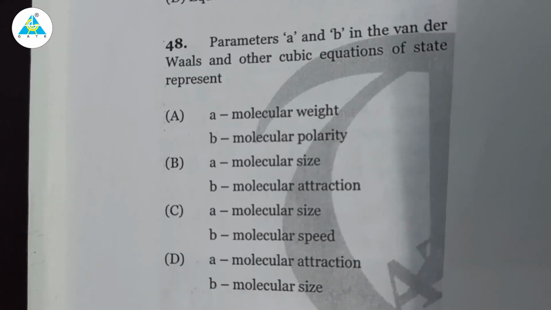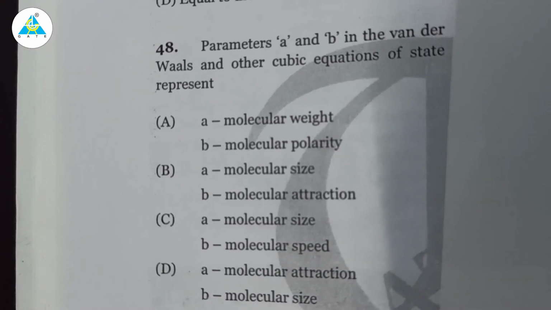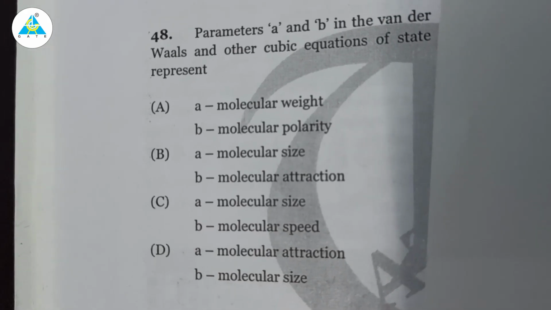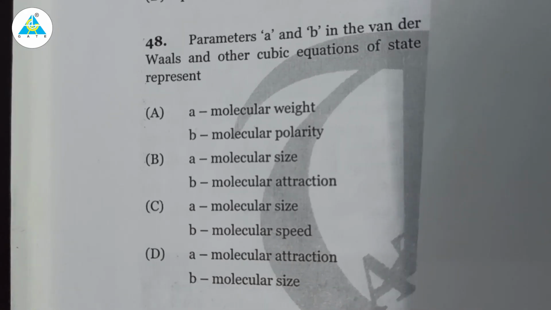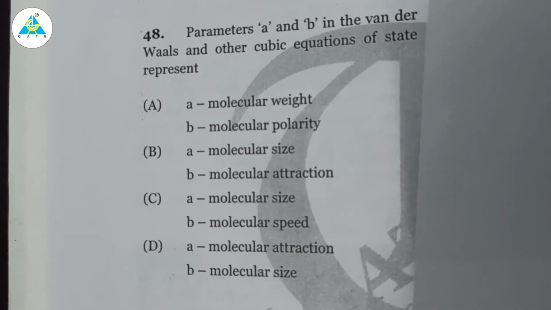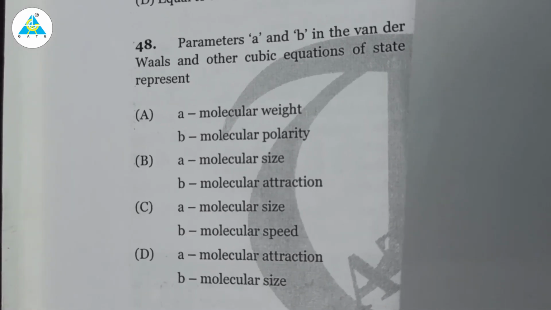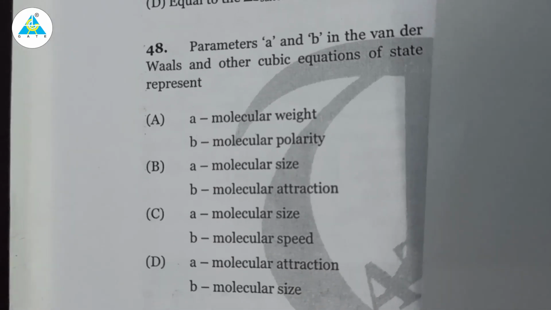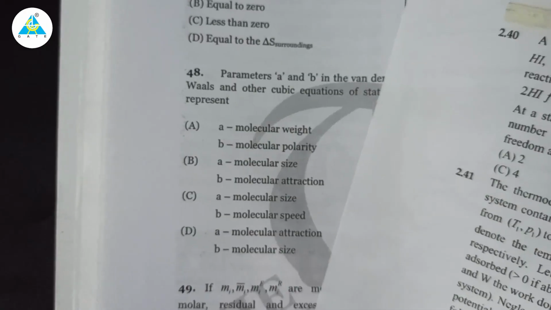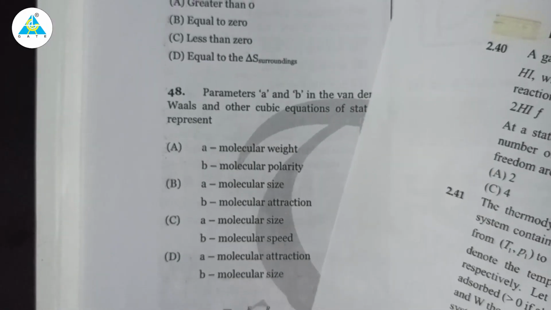So this is another question. From your GATE paper you can read the question: parameters A and B in the van der Waals and other cubic equations of state represent what? You can see the question number given here. So it's also a GATE question, a GATE 2007 question.